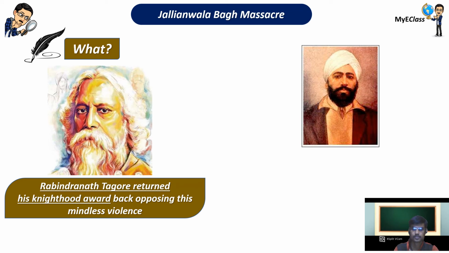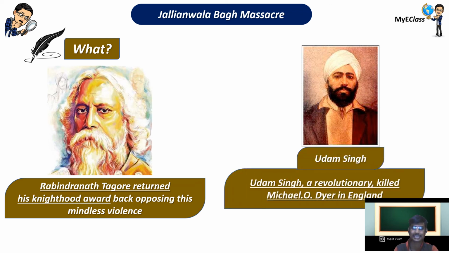Now, can you identify this revolutionary freedom fighter of India? He is Udham Singh, one who killed General Dyer for this cruel massacre in 1940 in England itself. Thus, he took the revenge of the Jallianwala Bagh massacre.